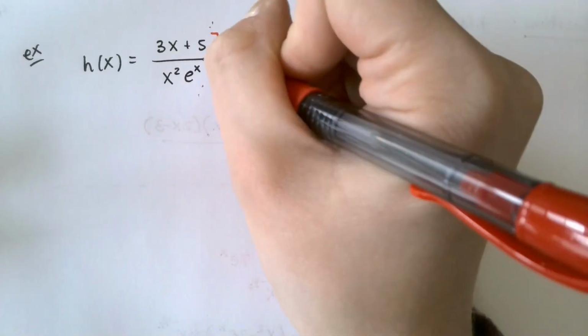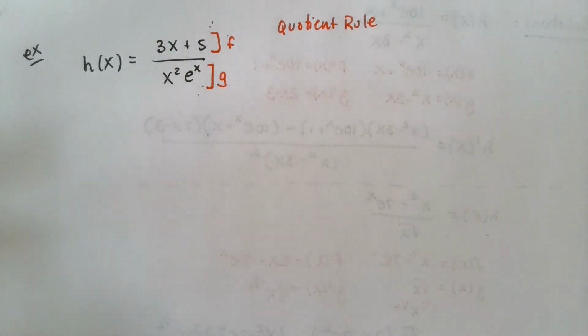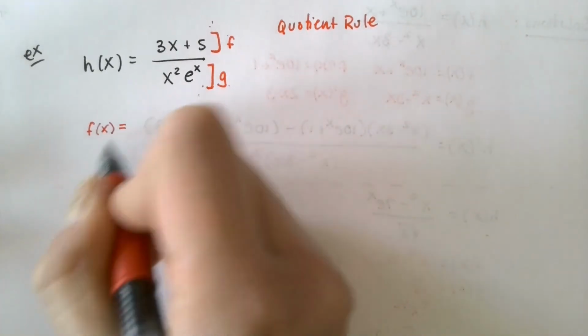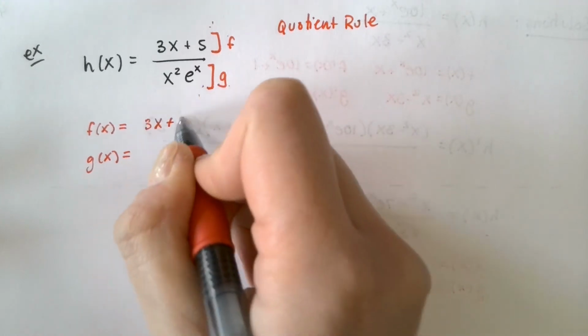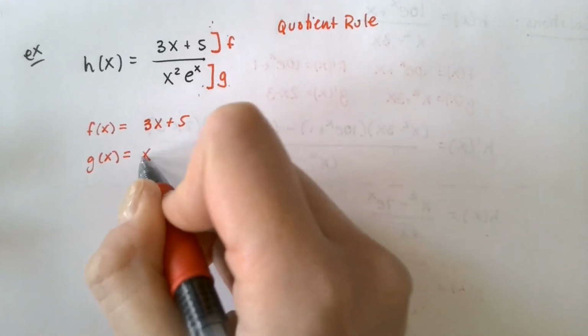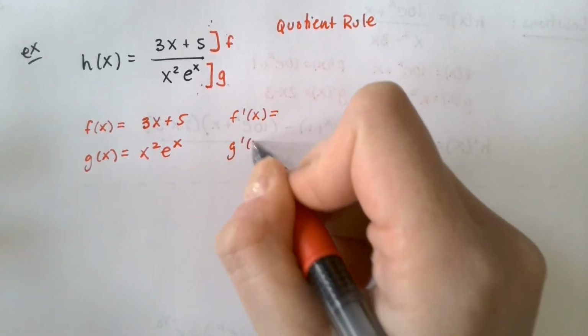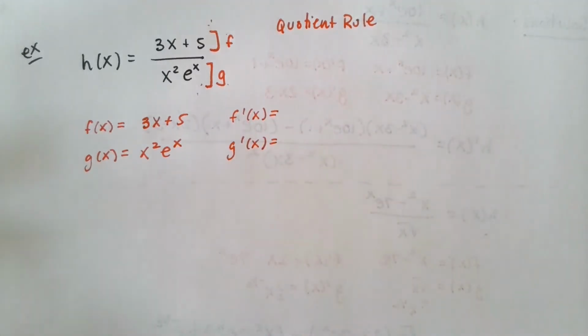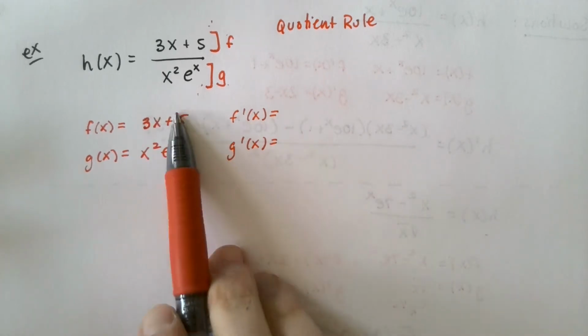So my top function, f, would be 3x plus 5, and my bottom function, g, would be x squared e to the x. Alright, so I'm going to write out those two decisions here. f is 3x plus 5, and g is x squared e to the x. And now I need to compute the derivatives of both of those choices so that I can put together my quotient rule formula. If f is 3x plus 5, its derivative is 3 plus 0, so I'll just write a 3.